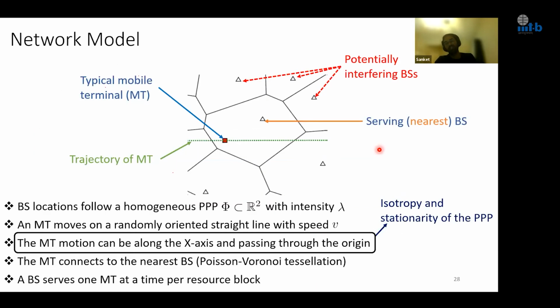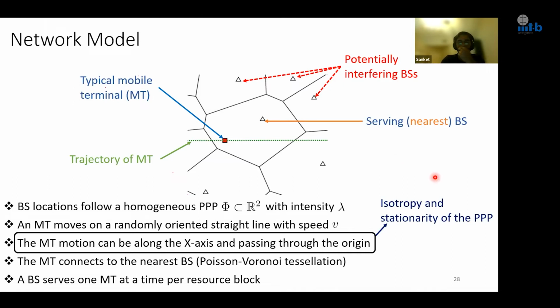Now let me come to the more technical part of the talk. So just a caveat that even though there will be some mathematical equations, those equations are just to show how stochastic geometry is useful, and how the analysis can be done using stochastic geometry.